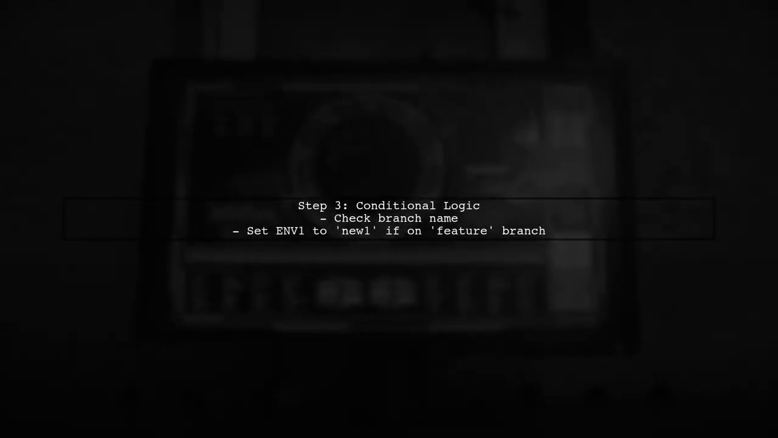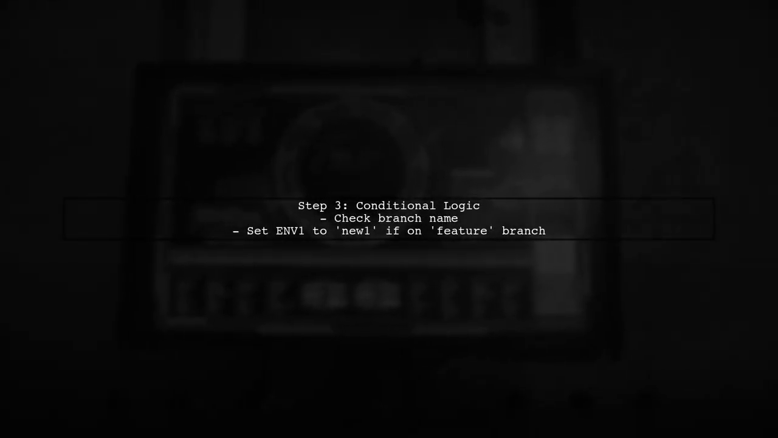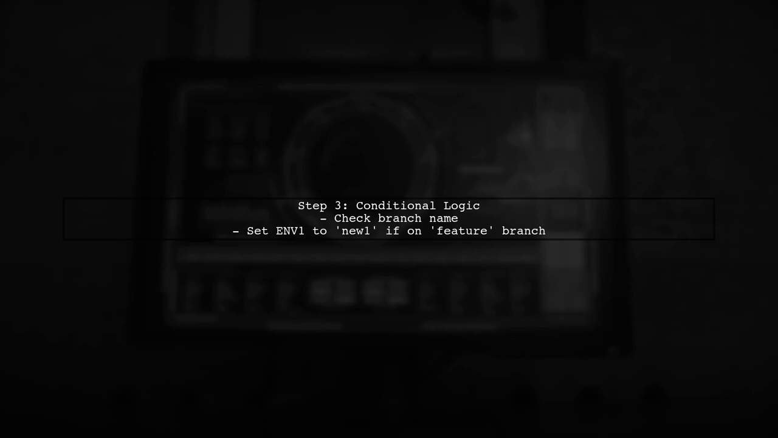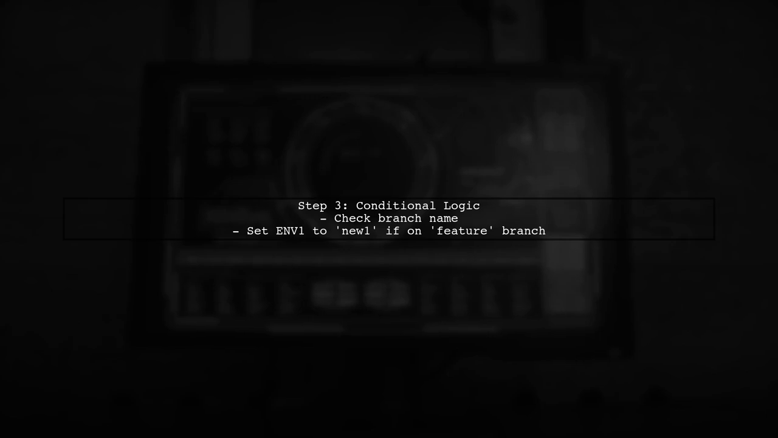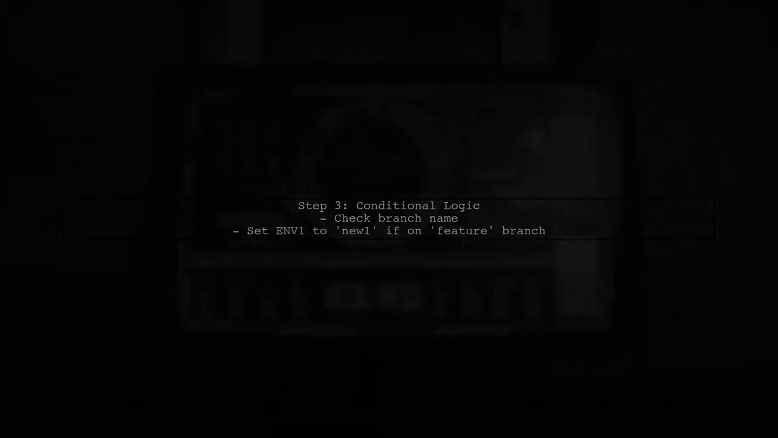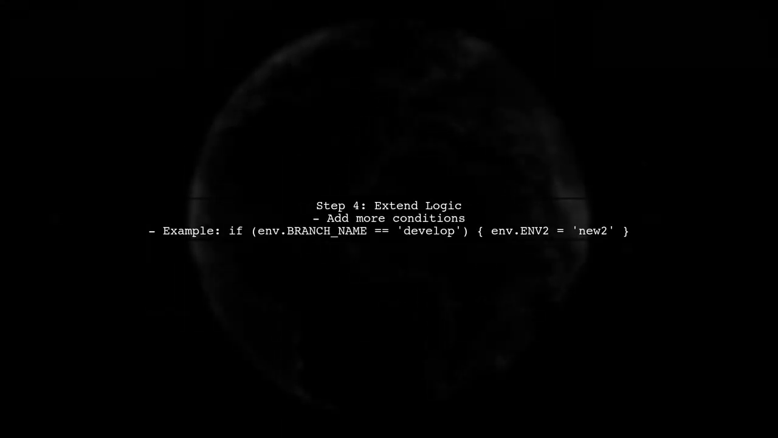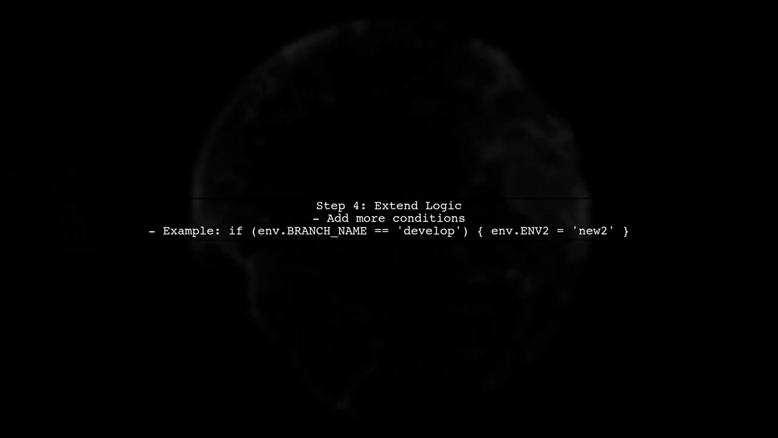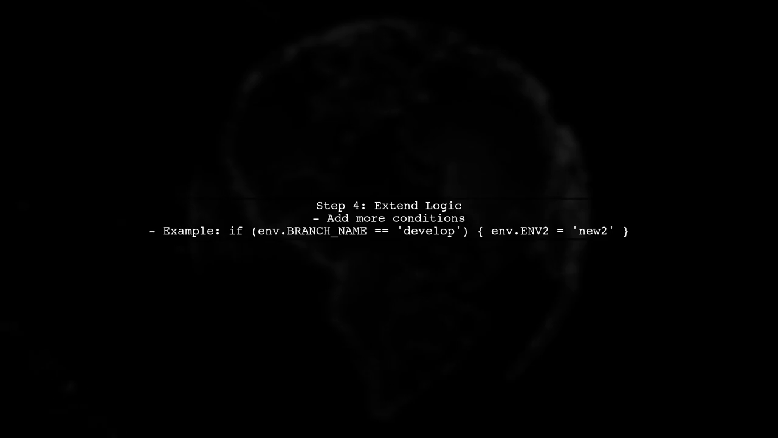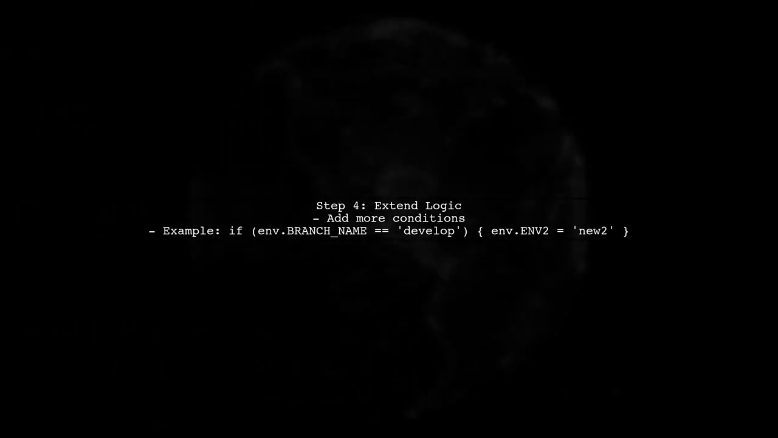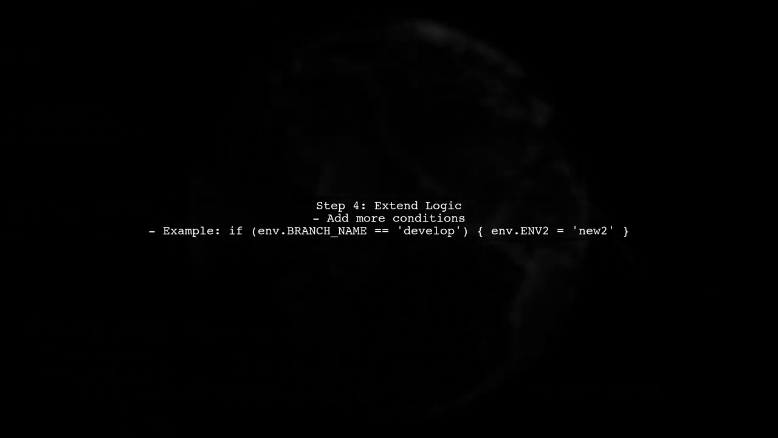In this example, if the branch name is feature, the environment variable env1 will be set to new1. This ensures that the variable is available as a real environment variable for your Node.js script. You can extend this logic to include more complex conditions or additional environment variables. Just add more if statements within the script block.